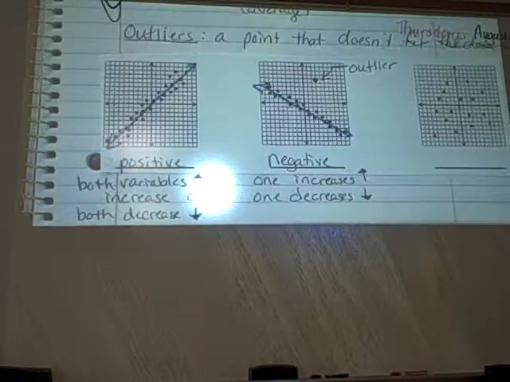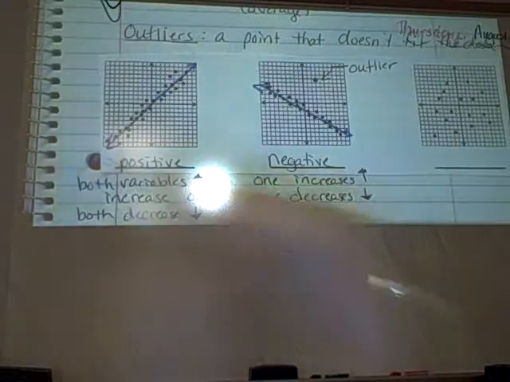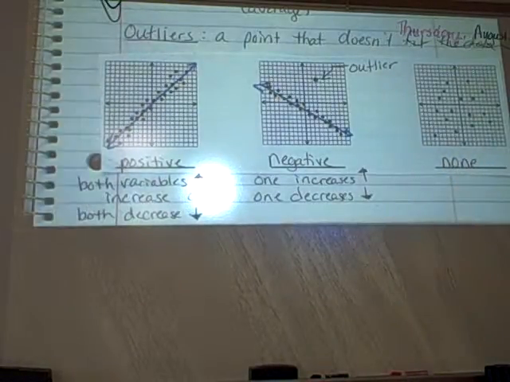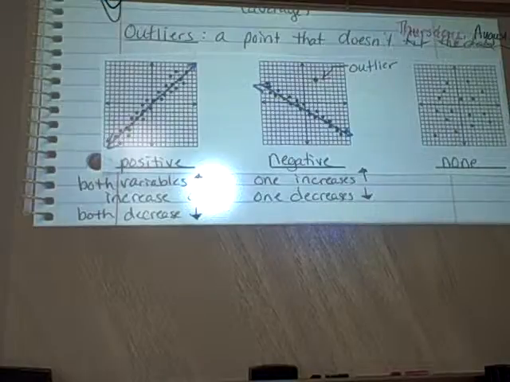All right, what about that last one? No. There's no correlation. I'd have to draw like a spiral or something. It wouldn't work. So this is none, or no correlation either way. And just to let you know, if it's completely horizontal, that's also none. If it's completely vertical, straight up and down, that's also none.